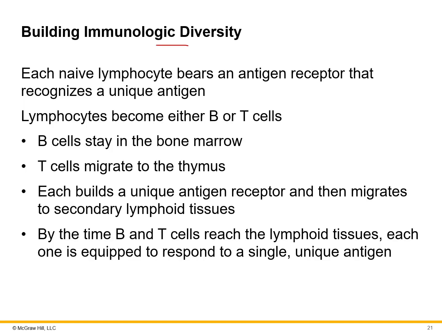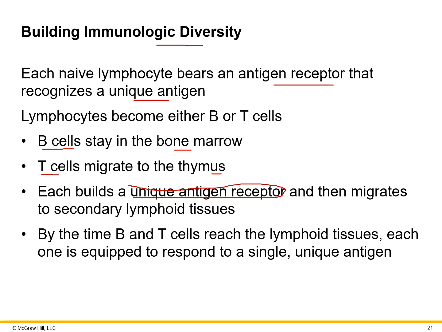The diversity that we see with our immune system is due to those different types of antigen receptors that recognize unique antigens. Okay, so those B cells are going to kind of hang out in the bone marrow until they get activated. And then the T cells, again, they migrate to the thymus. But each different B or T cell has a unique receptor. So pretty much every B cell in our body has a different receptor to recognize a different antigen. Same thing with the T cell.